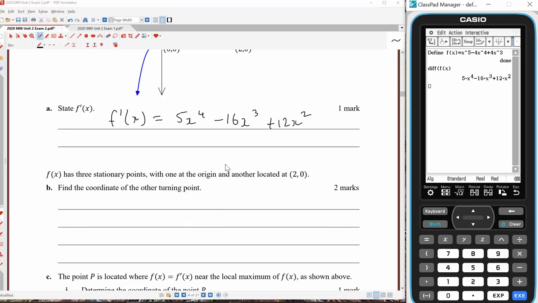Okay, so for 2 marks, you really need to show some working out for this. The way we get coordinate points, stationary points, is we let the derivative equal 0. So we write that down, and we're going to solve for x. We're going to say x equals 0, x equals 2, x equals 6 on 5. We need x equals 6 on 5.